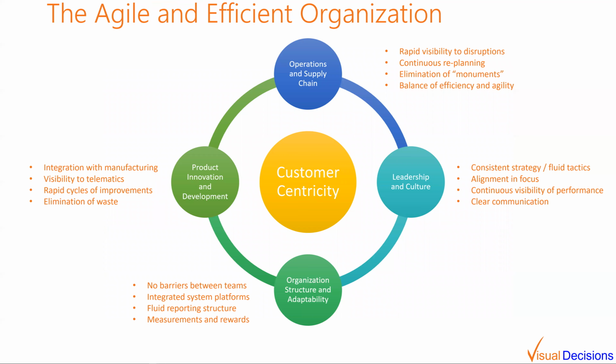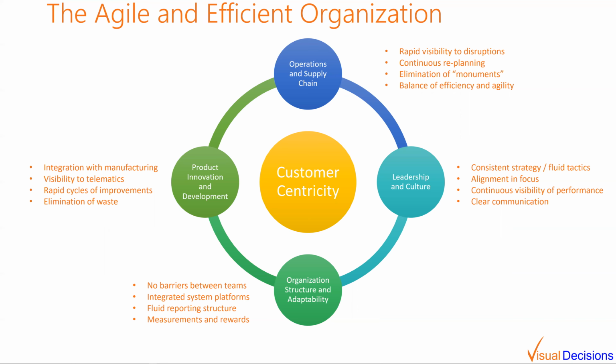So when we look at the agile and efficient organization, I've broken this down into a few different aspects of the operation. First and foremost, in order to be both agile and efficient, you have to be customer centric. You have to be able to move with the market, move with demand, and understand your customers, so that as your customers evolve, you can anticipate those changes to some extent and be ready for them as a business.